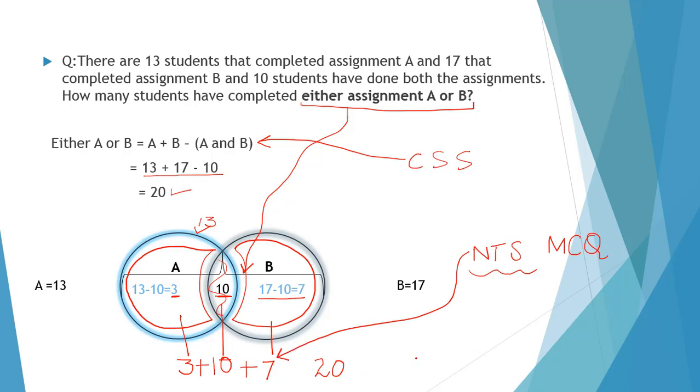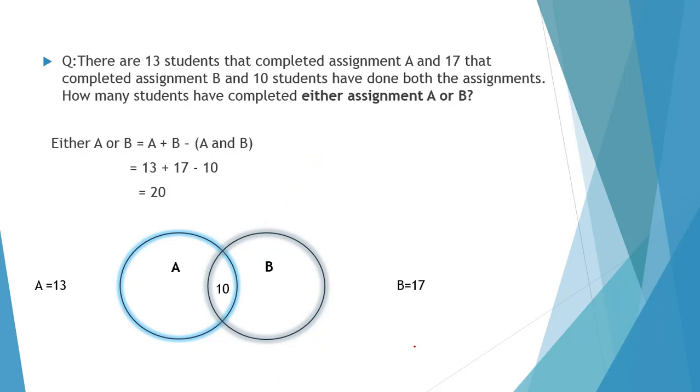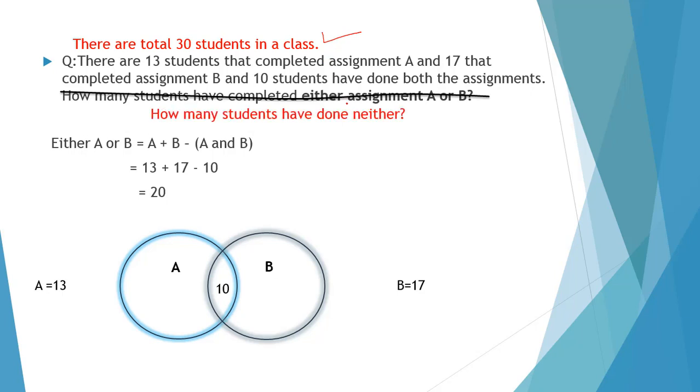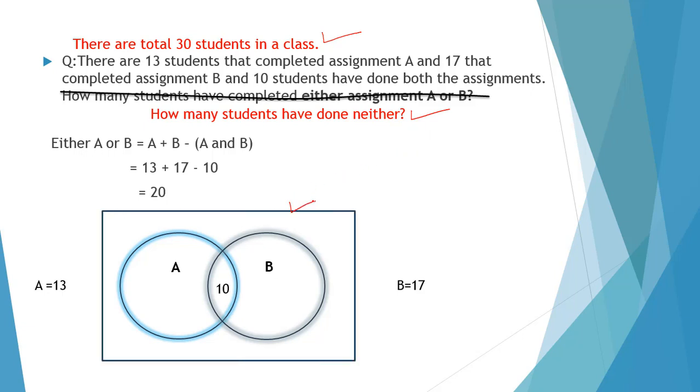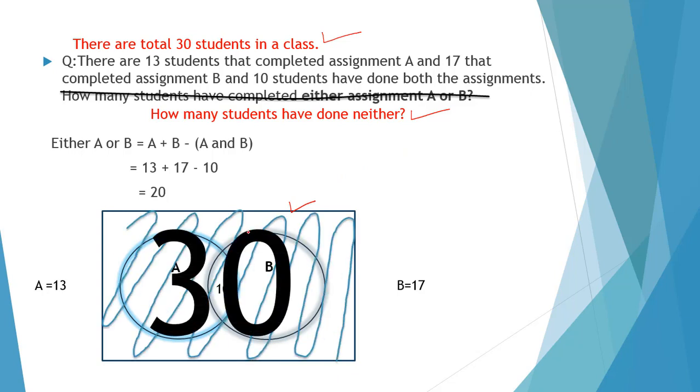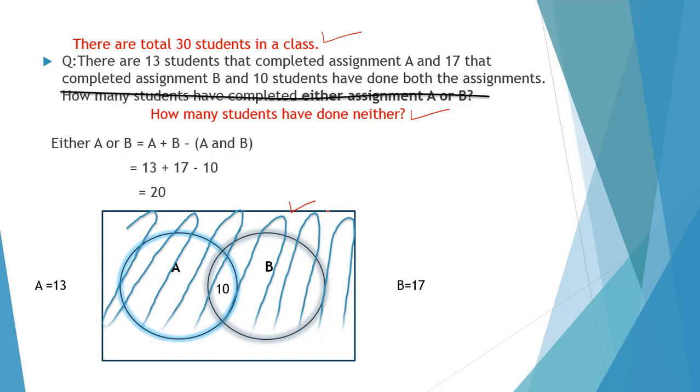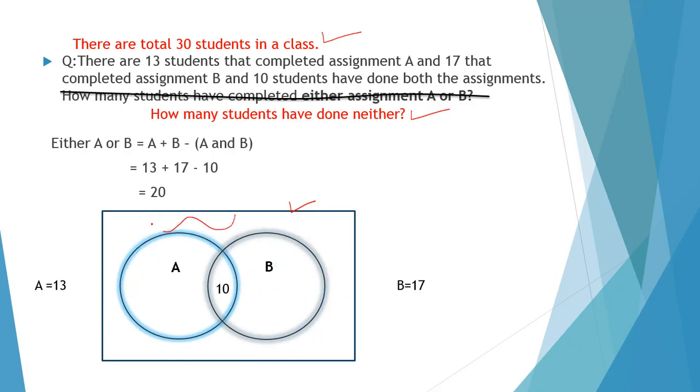Now taking the same question again, adding one more condition to this question. There are total 30 students in a class. And now our requirement is that how many students have done neither. This rectangle is an addition to the previous diagram and it shows our universe. We have 30 total students in a class and we are interested in finding the students in this area who have completed neither assignment A nor assignment B.